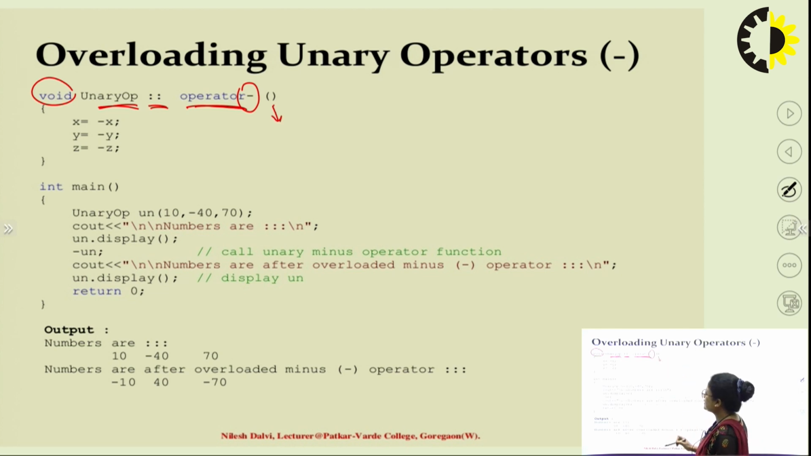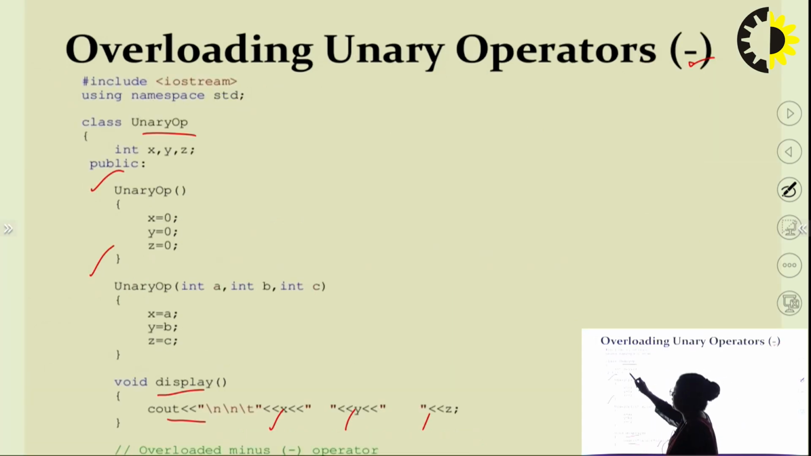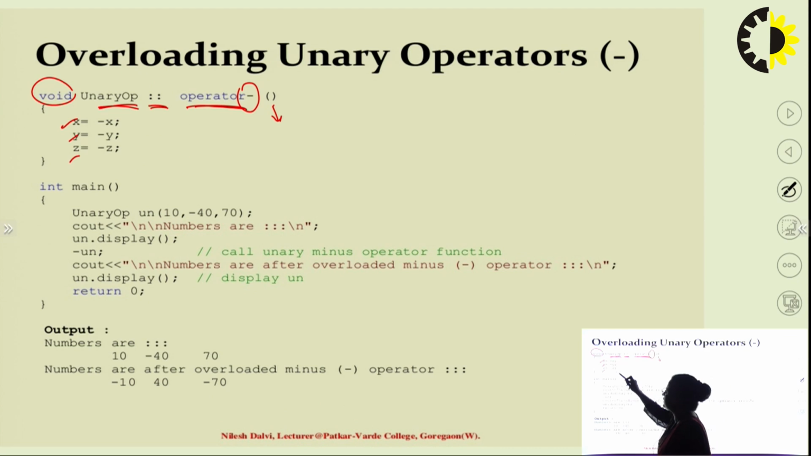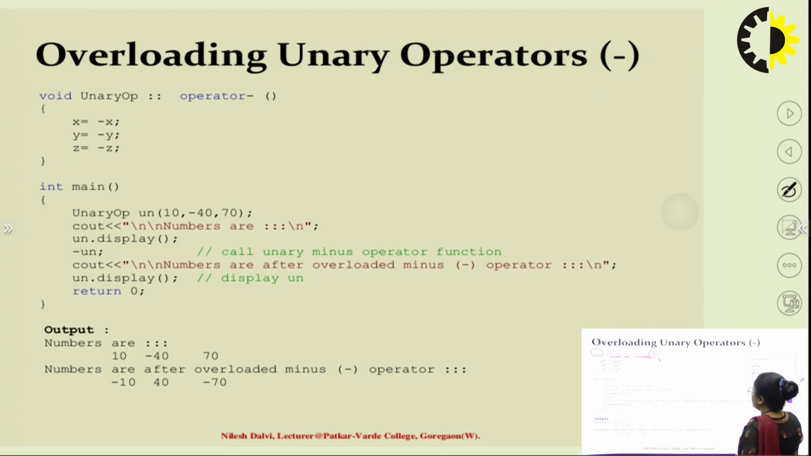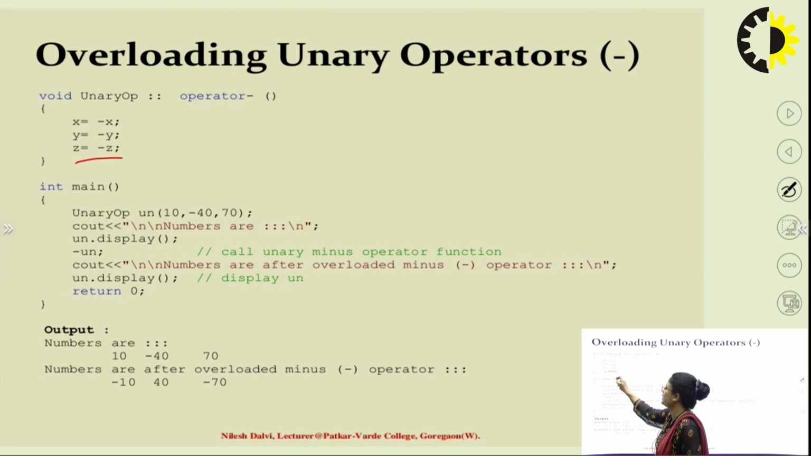Fine. So what does this function do? The member variables were X, Y, and Z. What it does is negate those X, Y, and Z and reinitialize X, Y, and Z to the values of minus X, minus Y, minus Z. So this particular function negates the existing 3 member data X, Y, and Z.